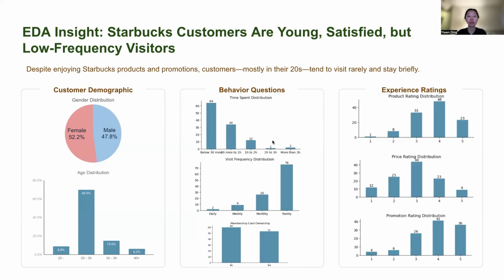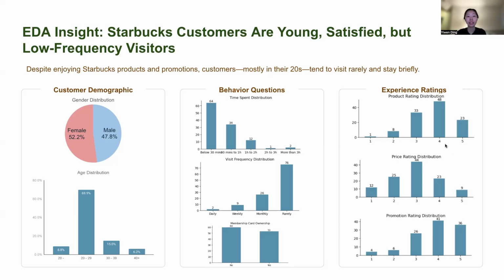From the demographic profile, we observed that the gender distribution is fairly balanced, and the majority of customers fall between ages 20 and 29. This indicates that Starbucks primarily attracts younger adults. In terms of customer behavior, most respondents visit Starbucks only occasionally, mostly monthly or rarely, and they tend to stay for less than 1 hour during each visit. Membership card usage is also moderate, suggesting that loyalty engagement is not particularly strong.